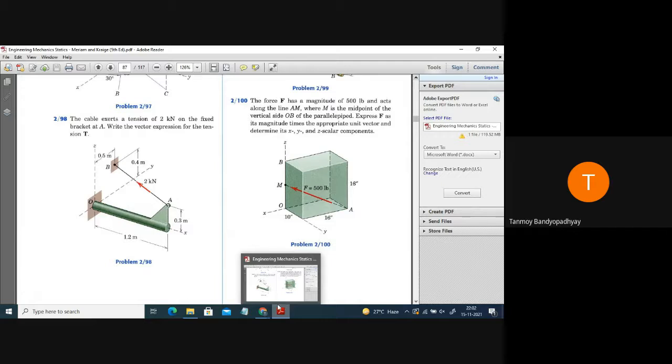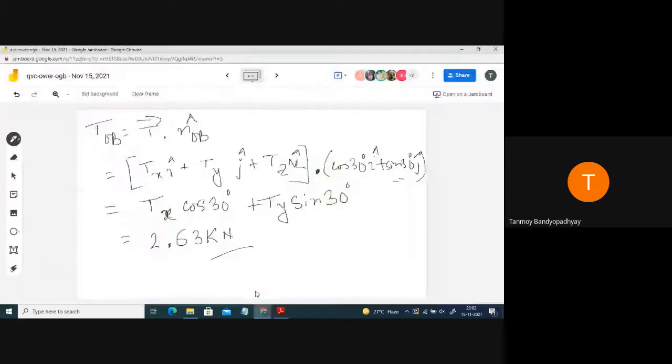The next problem is comparatively difficult, so that we will be discussing. Let me do this one first.